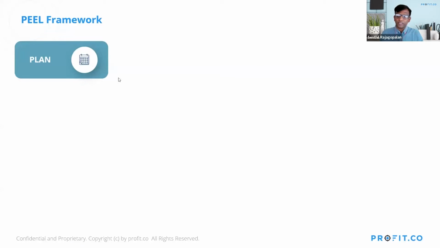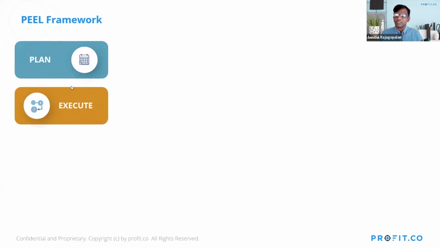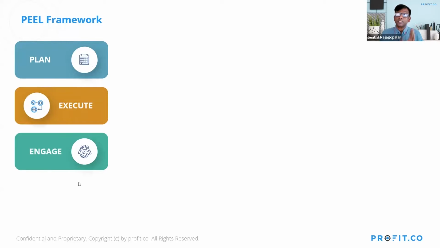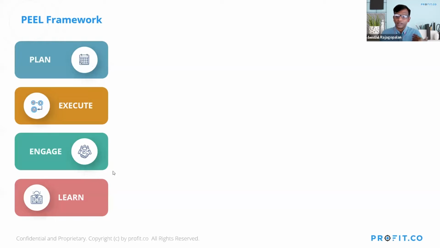Profit.co recommends a framework called the PEAL framework. And this entire webinar is going to be about how we execute the PEAL framework. PEAL stands for: P stands for plan, we spoke about this. E stands for execute. The next E stands for engage, employee engagement. And L stands for learning, which is the end of the quarter retrospective that you do.